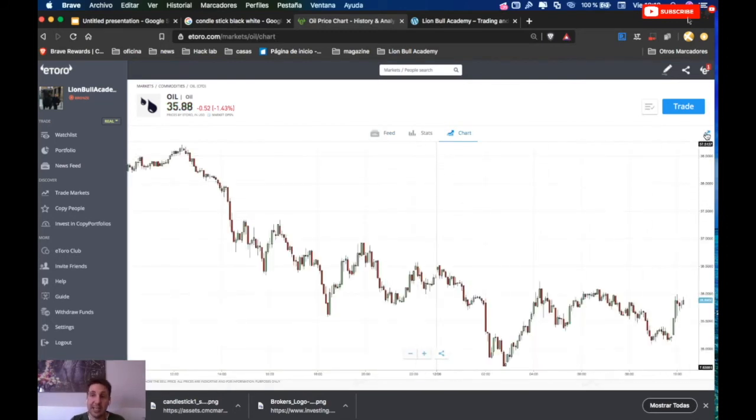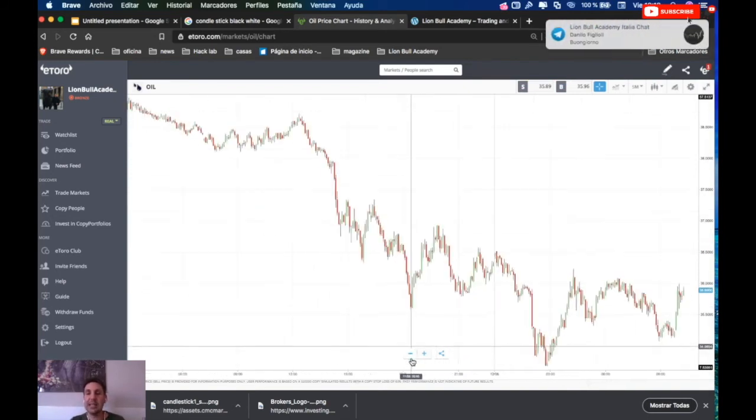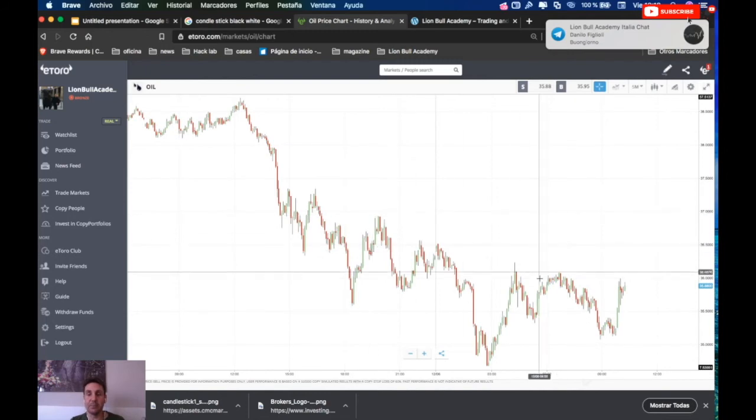You see here on the right side these two arrows. You click on them and now you have your chart complete, ready to start studying the market. Let's now start to understand this market together. For the moment, we check which time frame we are looking at.